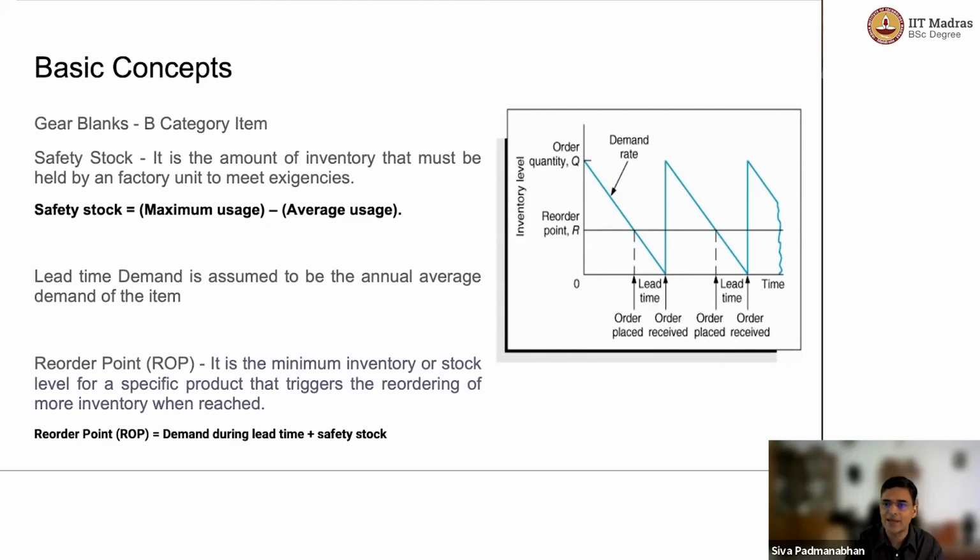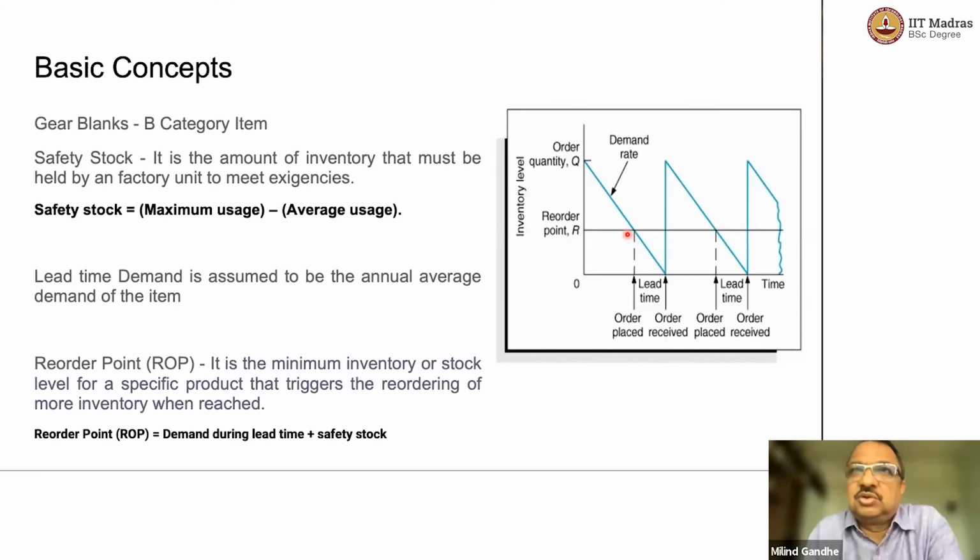The second concept is that after you place the order, there will be some amount of time called lead time until you get those products from the supplier. During that lead time, you still have some demand that you want to cater. That's called the lead time demand. In that picture, what you see between the order placed and order received, how much consumption is happening, that's the lead time demand. And the reorder point is the sum of the safety stock and the lead time demand. So that's the formula for the reorder point.